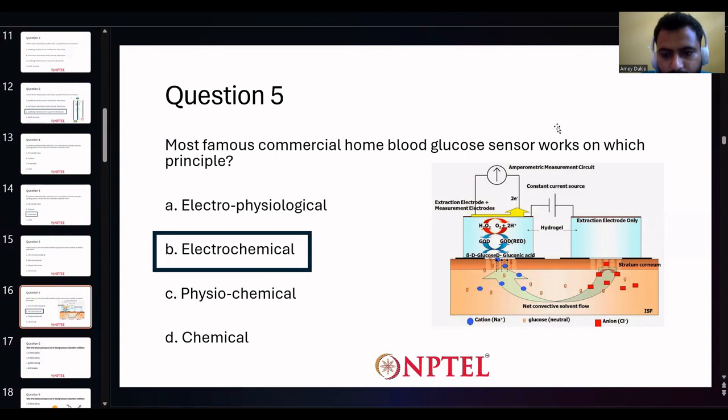It will again have a three electrode setup: reference electrode, working electrode, and counter electrode. So the answer to this question is electrochemical setup.